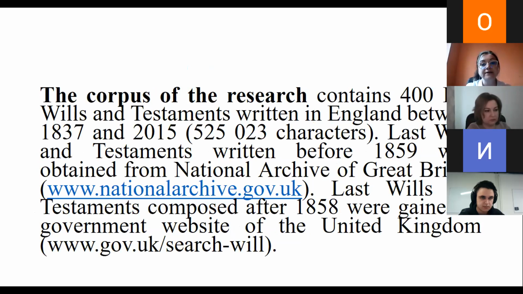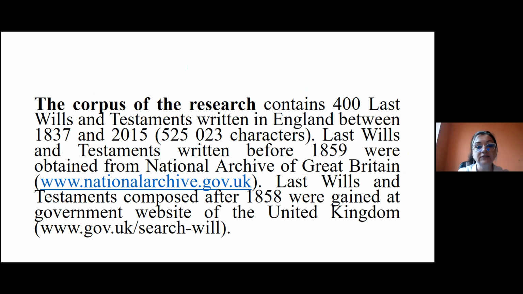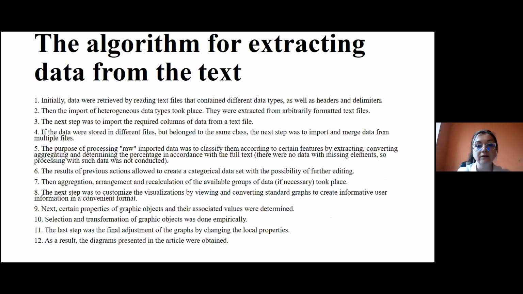So I would like to indicate the corpus of the research. The corpus of my research contains 400 last wills and testaments written in England between 1837 and 2015. The wills written before the year 1859 were obtained from the National Archive of Great Britain, but wills which were composed after 1858 were gained at the government website of the United Kingdom. With the help of the algorithm, particularly the software MathLab, I was able to come to the following results.